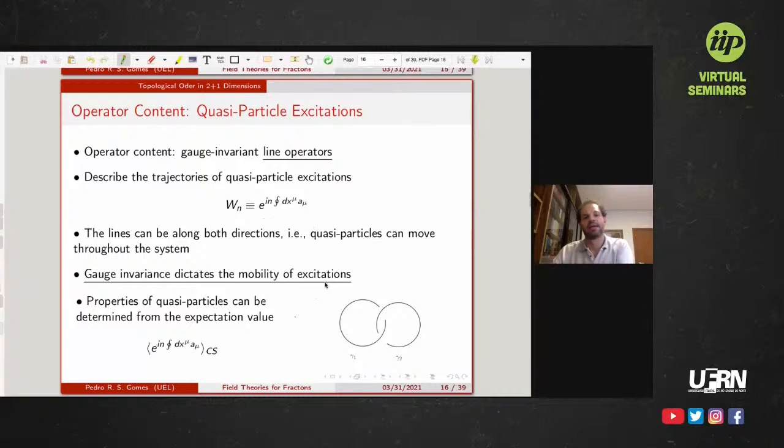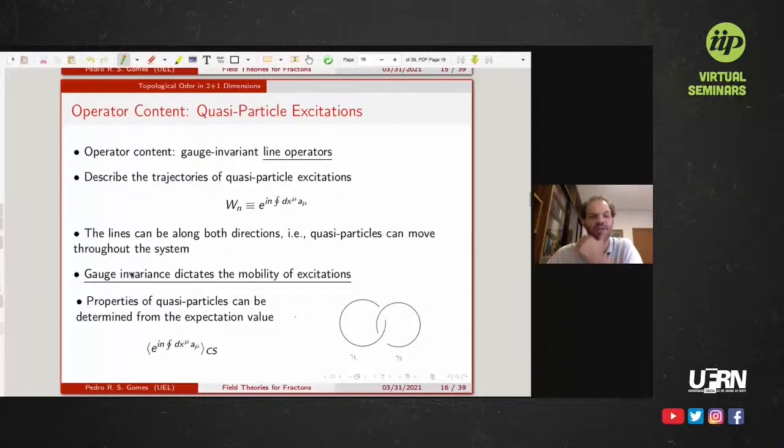Okay, so next I wanted to describe the operator content of this theory. It is given in terms of gauge invariant line operators, because these gauge invariant line operators essentially describe quasi-particle excitations. So this is a typical form of a line operator. And we notice here that this line is along all directions in this system, in both spatial directions, for example. And that's to say that quasi-particles can move throughout the system.